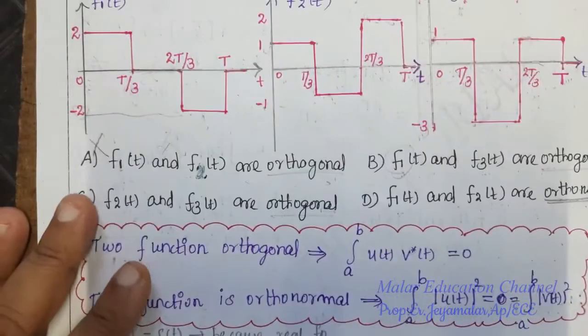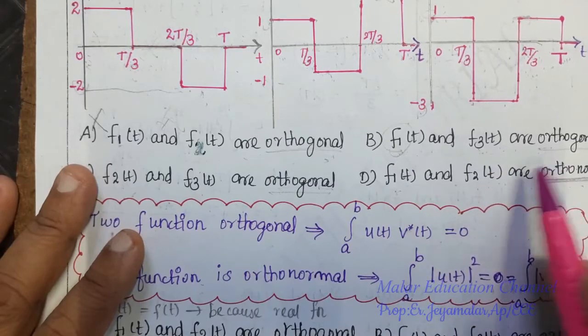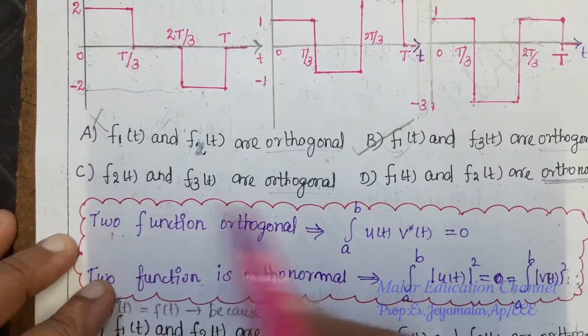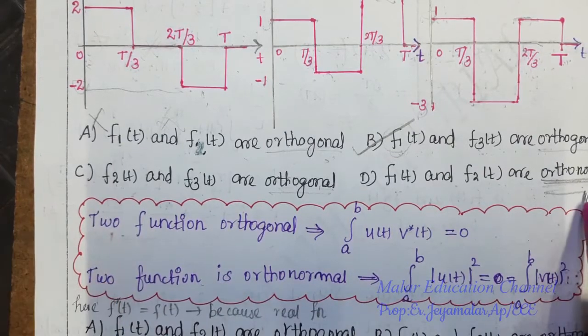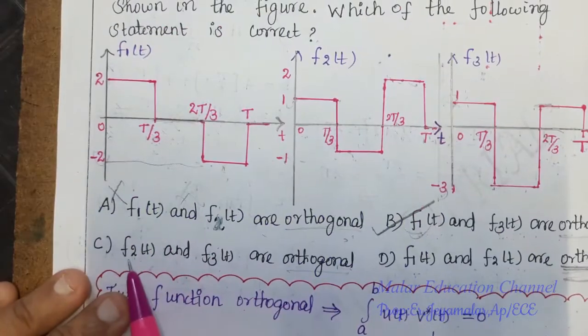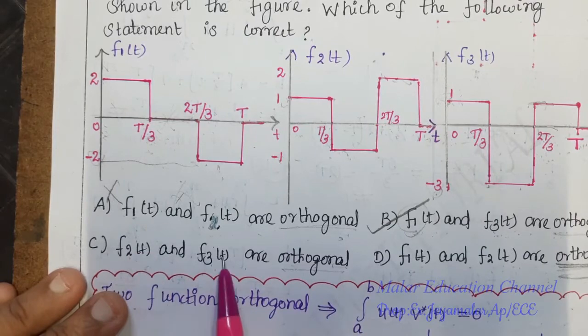Check the answer. The given option is: f1 of t and f3 of t are orthogonal. Hence the correct answer is B. Anyway, we will try to check the options C and D. Anyway, we received the answer, but let me try to check. Third option, f2 of t and f3 of t are orthogonal. You have to concentrate on functions f2 of t and f3 of t.